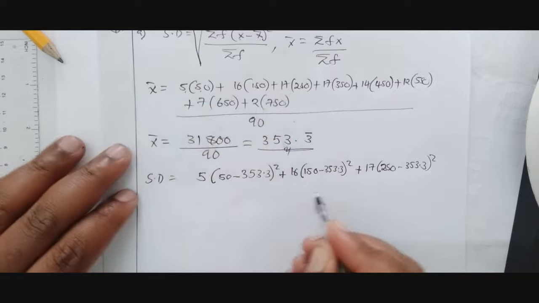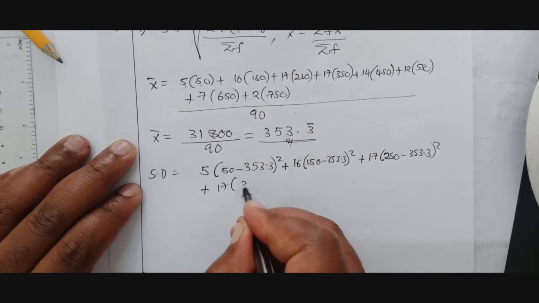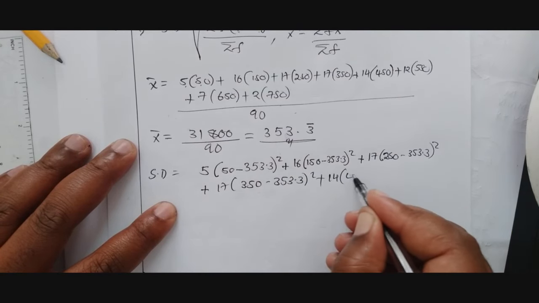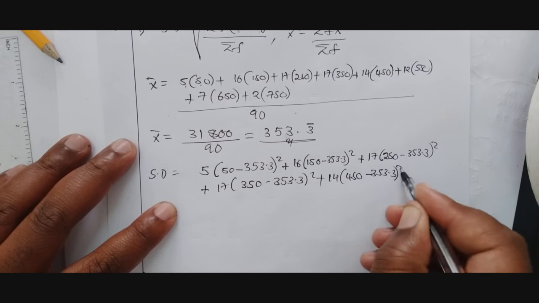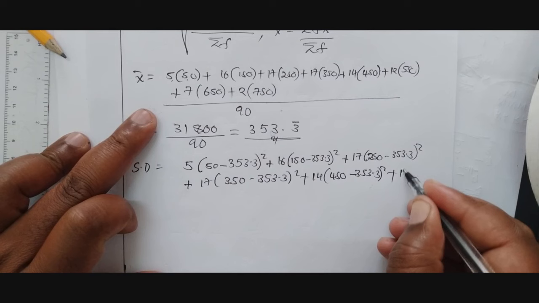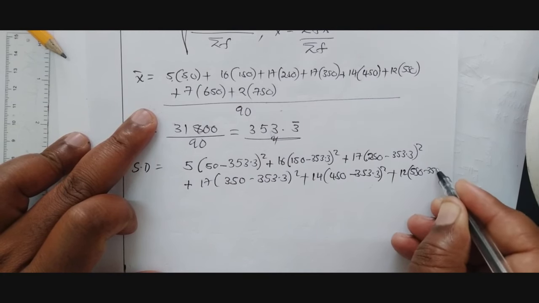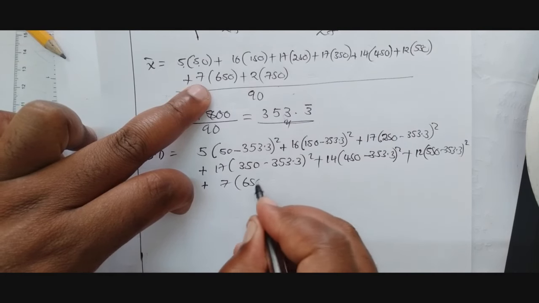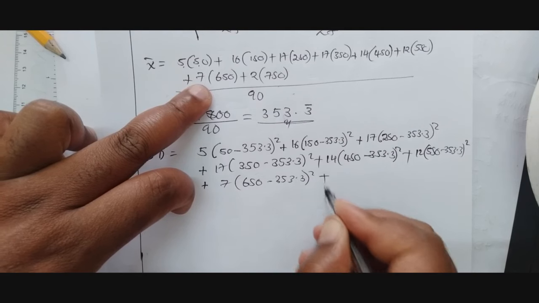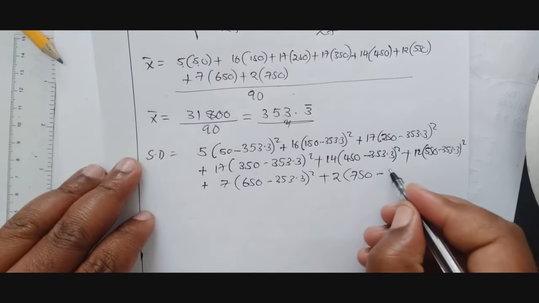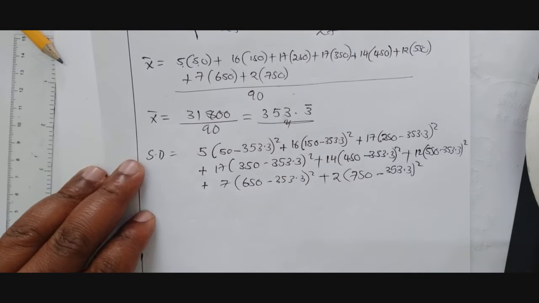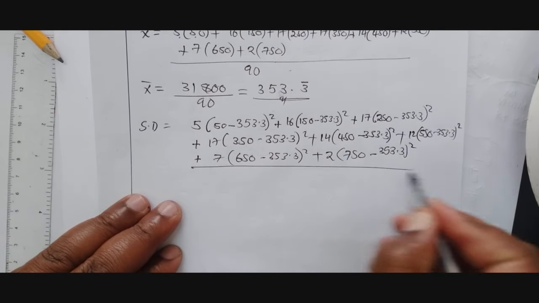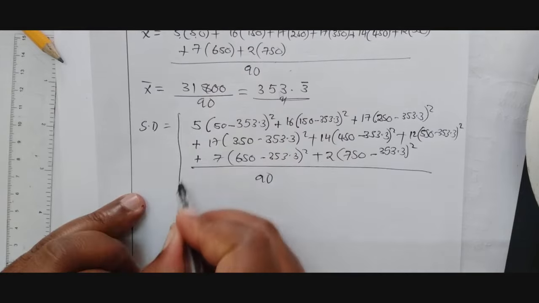Plus, the next one is 17, open the bracket, 250 here minus 353.3, you square. Plus, another 17 here, then there's 350 inside, minus 353.3, you square. Plus, 14, open the bracket, 450 inside, minus 353.3, you square. Plus, you have 12. Open the bracket, there is 550 inside, minus 353.3, you square. Alright? Then plus, there is 7.